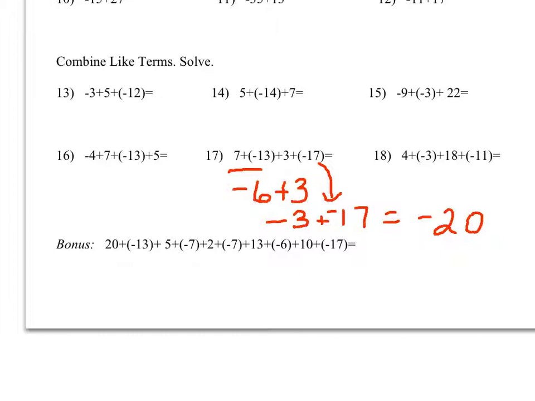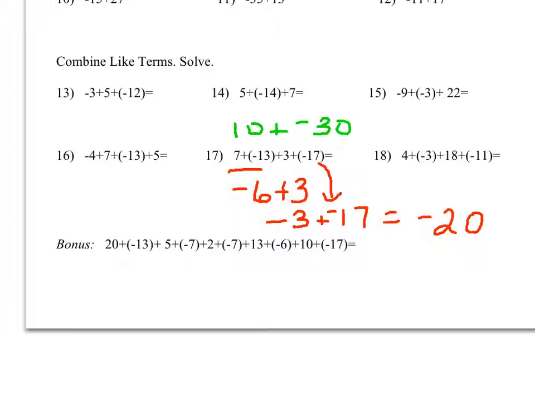Or you also have the choice on this one to group them, add all the positives together. So I could take 7 and 3 and add that together. Change my color so you can see what I'm doing different. If I take 7 and 3, that's 10, plus, then I'm going to take the negative 13 and negative 17. Well, a negative and a negative would be negative 30. So 10 plus negative 30, if I have a positive and a negative, I'm going to find the difference in the two, which would be 20, and it would be negative 20. I get the same answer.